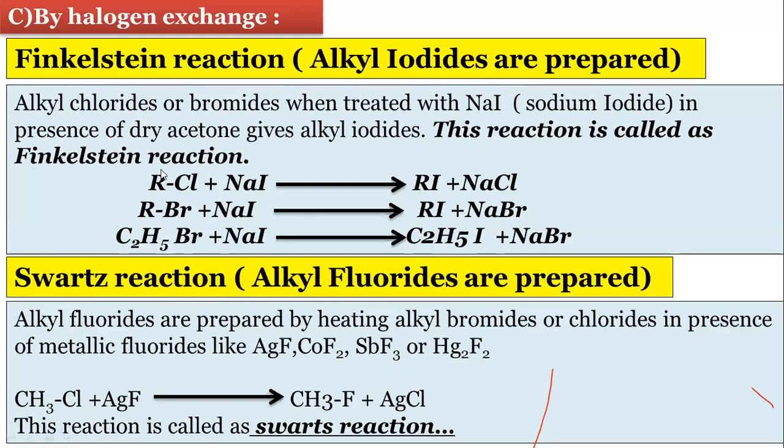See this reaction, RCl. One example, directly we will take one example, C2H5Br, ethyl bromide, plus sodium iodide. The halogen is exchanged, iodine is exchanged here and bromine is exchanged here. So we get the products. We get the product C2H5I, iodides are prepared, and the byproduct is sodium bromide.